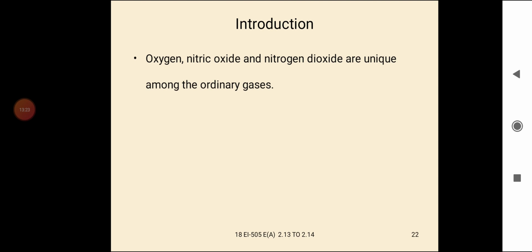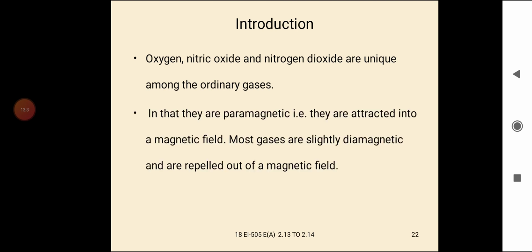Oxygen, nitric oxide and nitrogen dioxide are unique among the ordinary gases in that they are paramagnetic. They are attracted into a magnetic field. Most gases are slightly diamagnetic and are repelled out of a magnetic field.